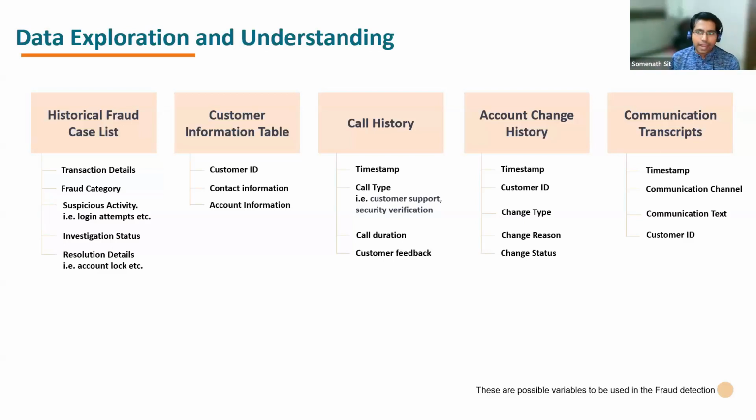Timestamp is simple: at what time that particular customer called, or at what time that account change history happened. Almost every data set will have a timestamp, only the customer information will not, because that's a static kind of data set. Other than that, when the call history happened, when the customer called, how long the customer called, all these things are timestamps.